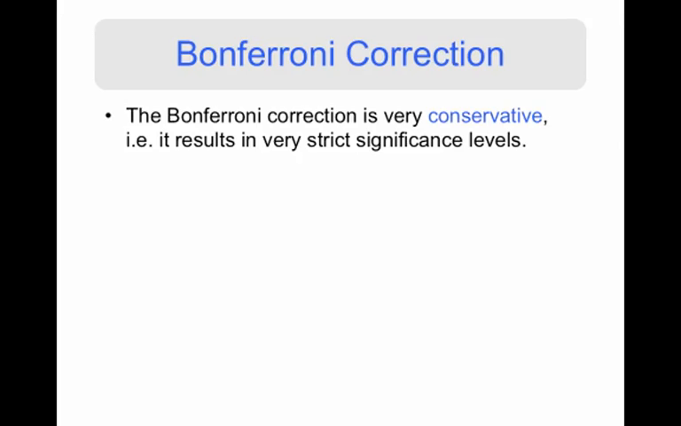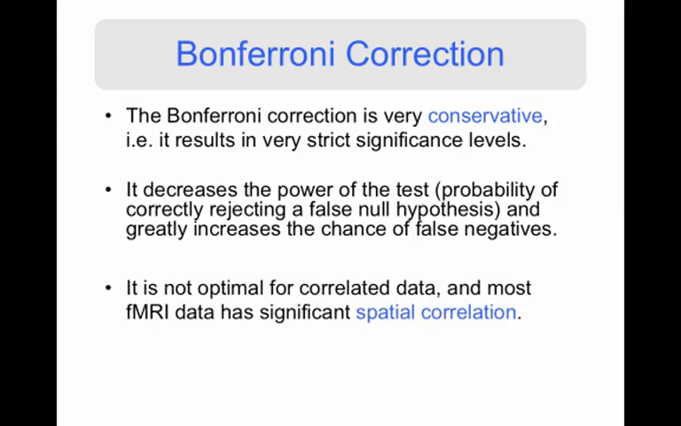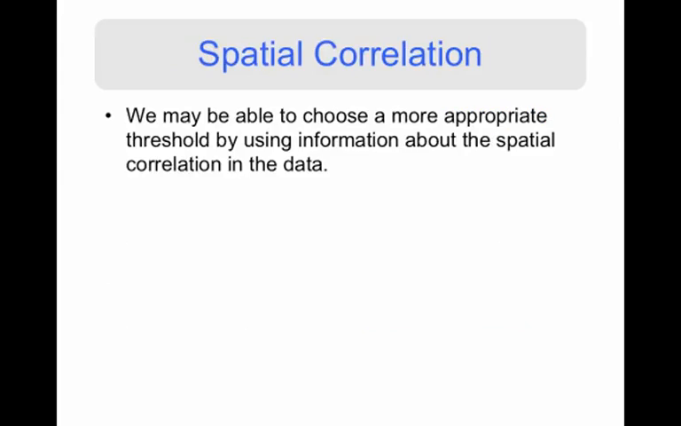The Bonferroni correction is known to be very conservative. It results in very strict significance levels. It will decrease the power of the test, so the probability of correctly rejecting a false null hypothesis, and will greatly increase the chance of getting a false negative. So we're going to get very stringent thresholds where we might get a few active voxels, but a lot of the truly active voxels might not pass that threshold. So in general, it's not optimal for correlated data, and most fMRI data has a significant spatial correlation.